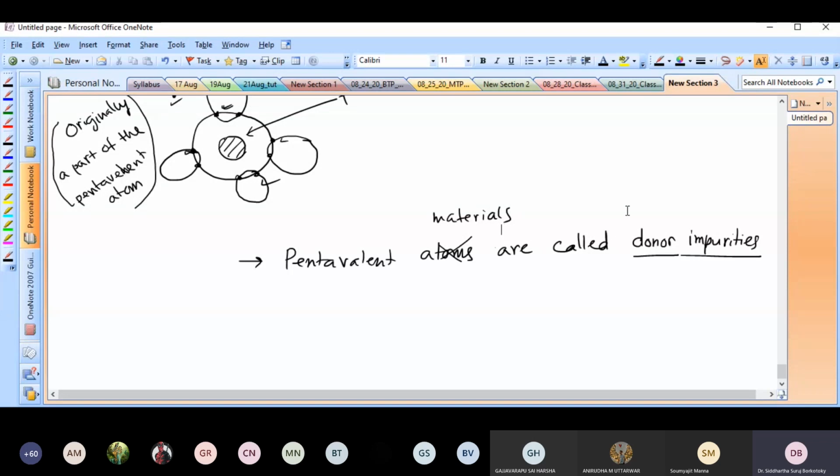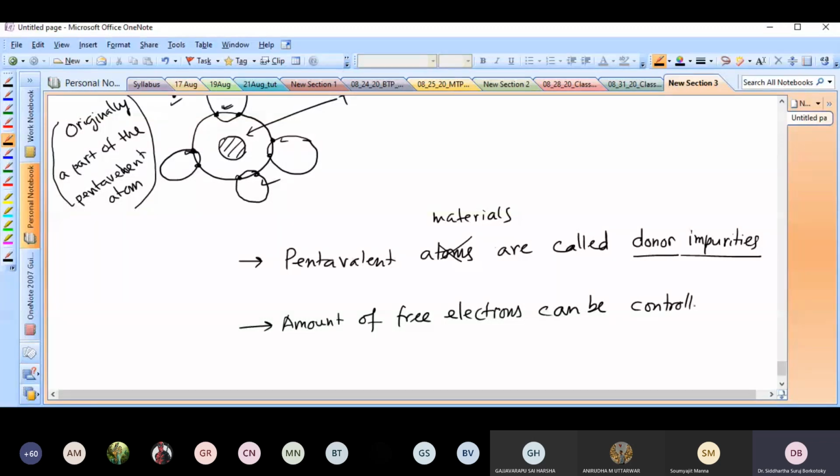As a manufacturer, you can control how many free electrons you need. If you need more free electrons, you add more pentavalent impurity, more donor impurity. If you need fewer free electrons, you add less donor impurity. So the amount of free electrons can be controlled by controlling the amount of donor impurity.